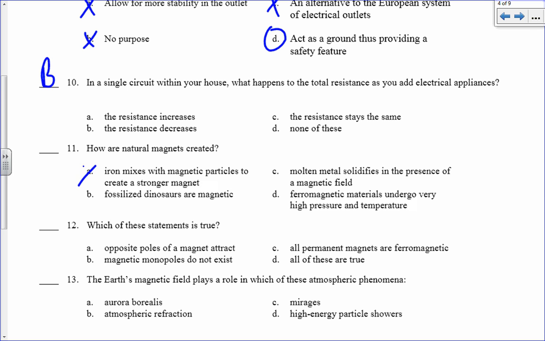How are natural magnets created? It's not iron mixes with magnetic particles, not dinosaurs, that's oil. Molten metal solidifies in the presence of a magnetic field, so it's C. And it's not high pressure and temperature, and that's rocks, right?